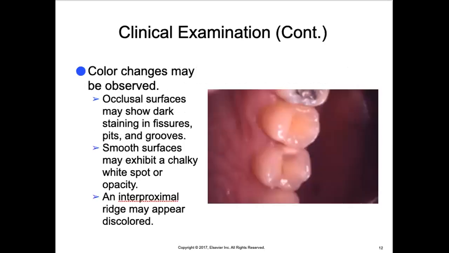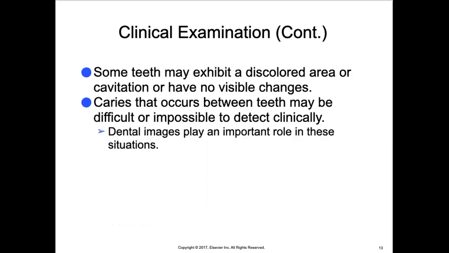So here we can see a picture of some discolorations that can be observed in the mouth clinically. Occlusal surfaces may show dark staining in the fissures, pits, and grooves. The smooth surfaces may exhibit a chalky or white spot or some type of opacity. An interproximal ridge may appear discolored. So in this example, we see a discoloration on the interproximal ridge. This looks very suspicious, and the doctor may want to see an X-ray of the interproximal areas between these two molars to decide whether or not that is actually a cavity and not just some type of staining.